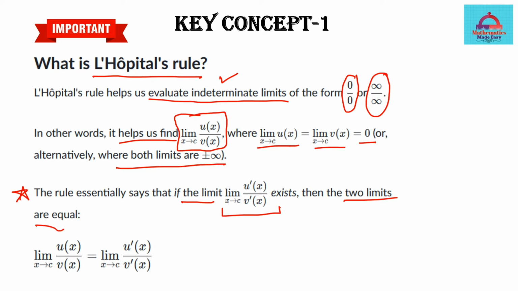That means if you have to find the limit of this function x approaching c of u(x) over v(x), which is coming out to be indeterminate, then you can simply differentiate the numerator and the denominator. So you get u prime of x divided by v prime of x, limit x approaching c. So these two limits are going to be equal. So in order to find the limit of an indeterminate form, you will just apply L'Hospital's rule and differentiate the numerator and denominator of these two terms. So that is essentially what is your L'Hospital's rule, and let's see now some examples on this rule.